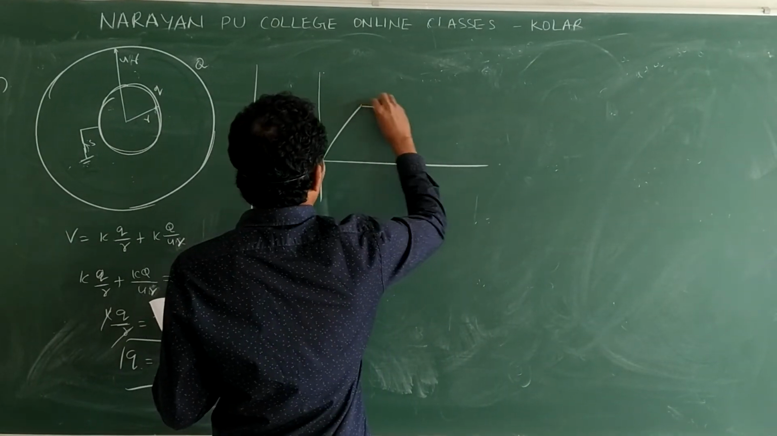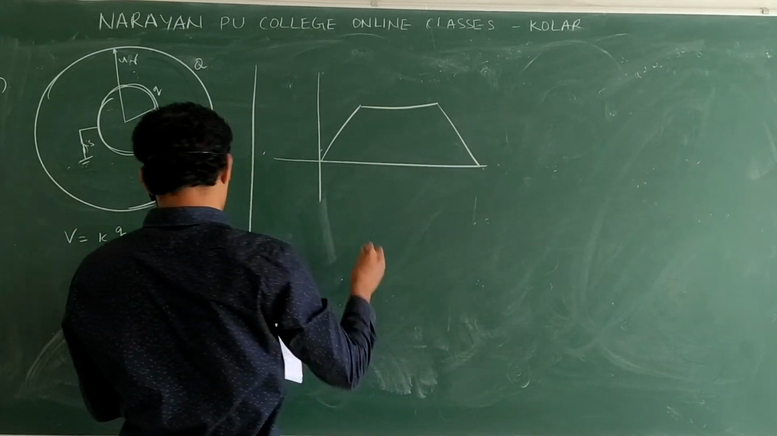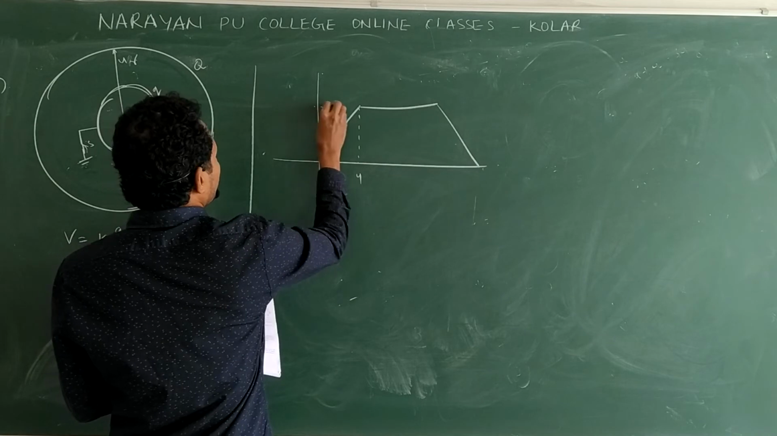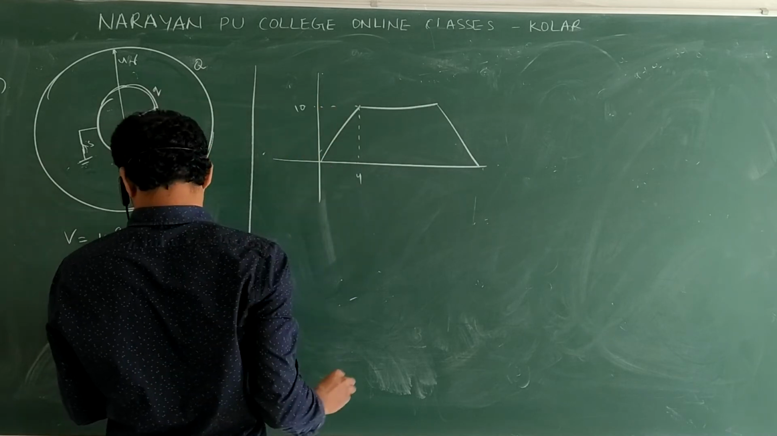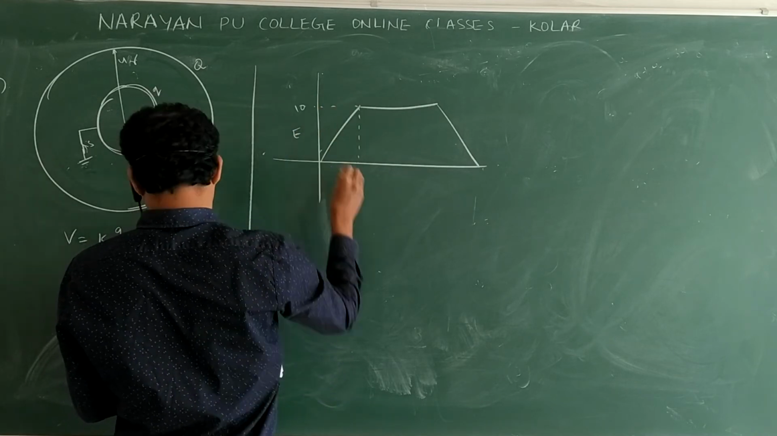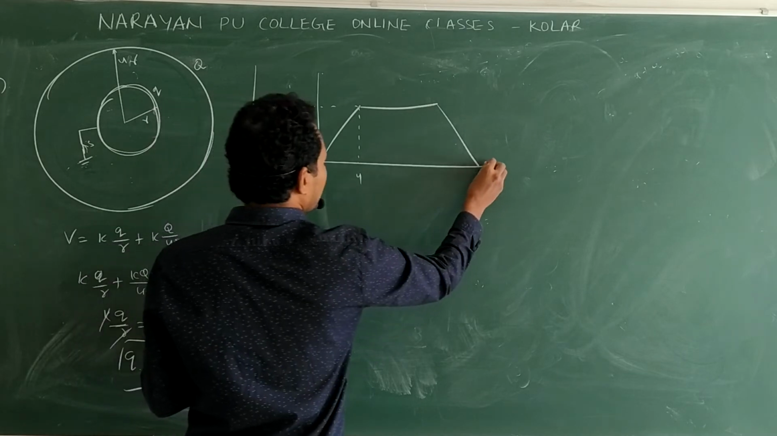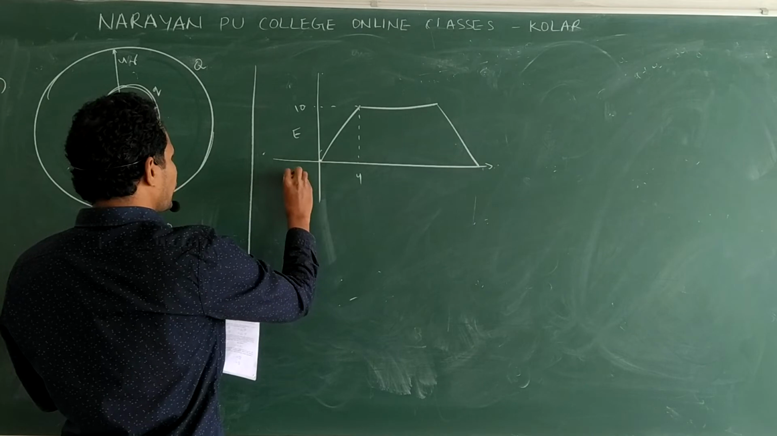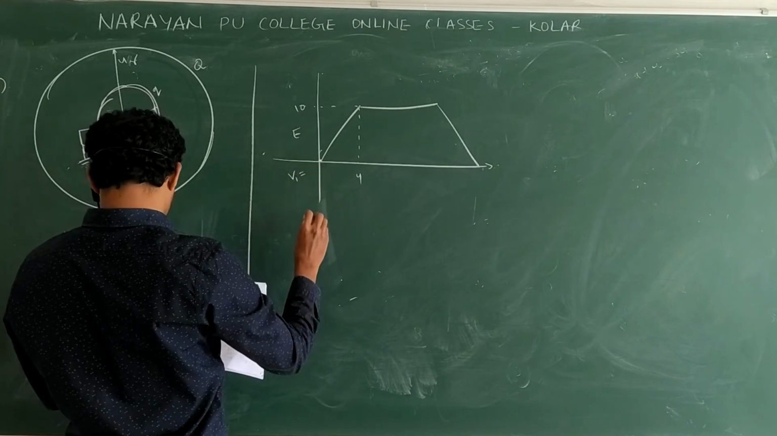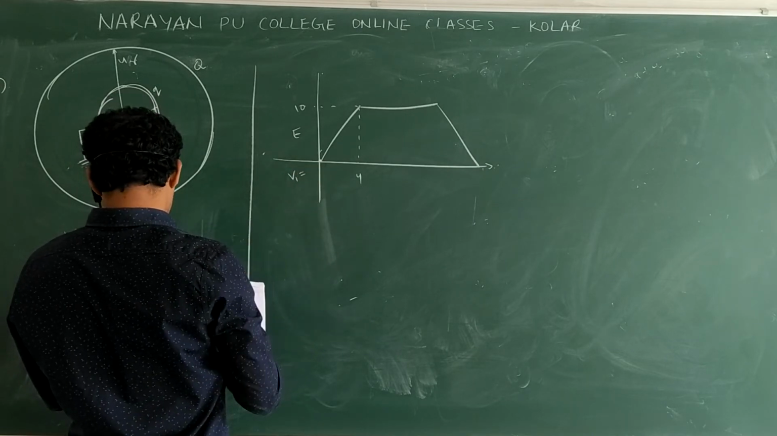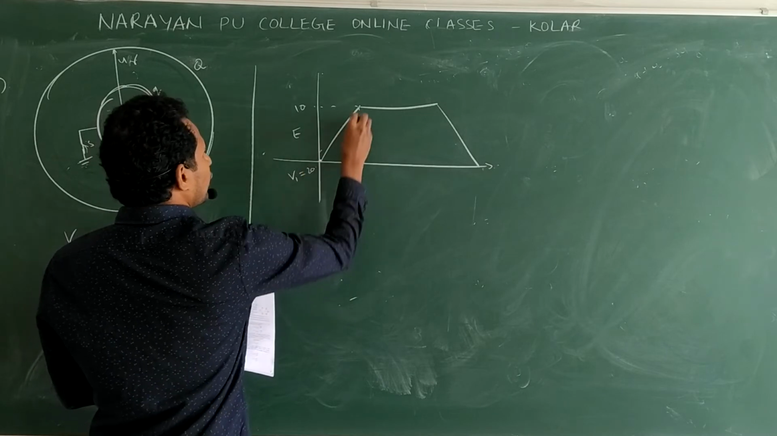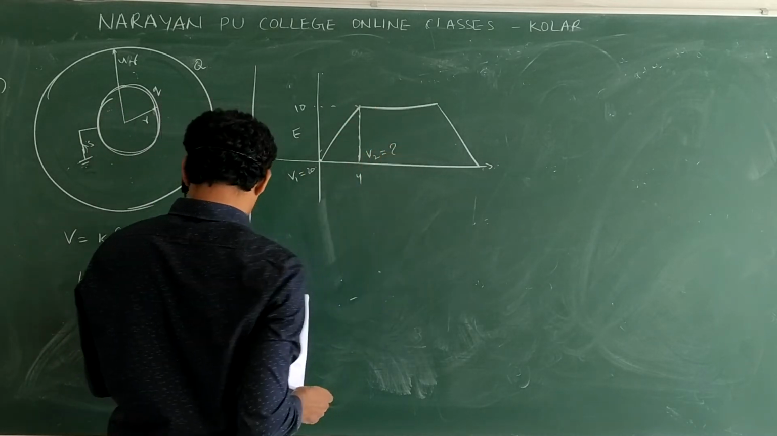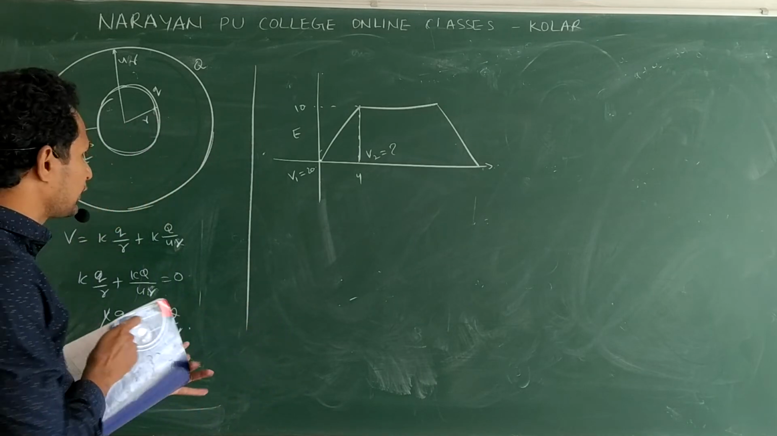They are given a figure like this: 4, this is 10, and E is not mentioned. So they are asking what the potential is at the origin. Let us say V1 is mentioned as 20 volts. Now at this point they are asking V2. If we follow a relation, what is that?